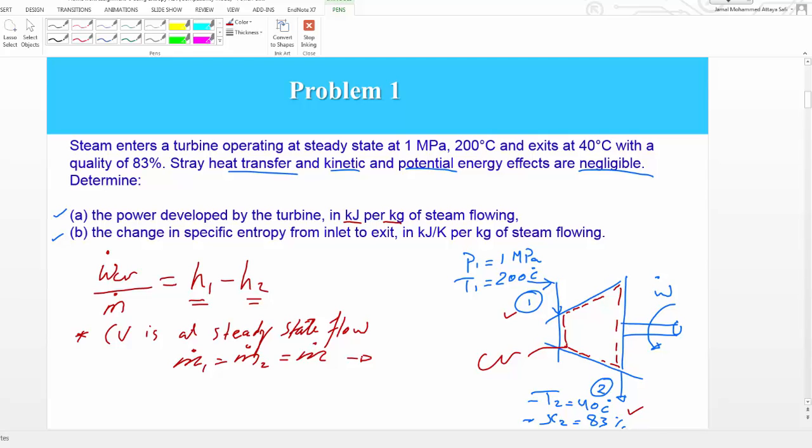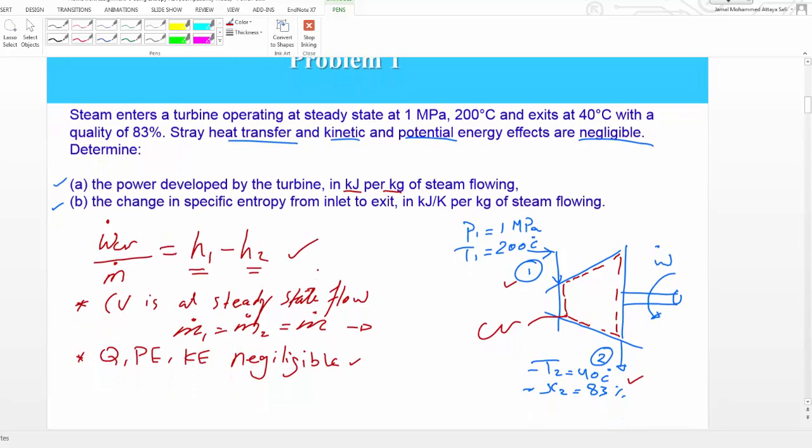Now we have another sort of assumption, and that is Q, potential energy, kinetic energy are negligible. You don't need to take them into account. And by having these two assumptions, you can see that the first law of thermodynamics becomes very easy. The form is actually the difference in the enthalpies. So the challenge now is to find those enthalpies.